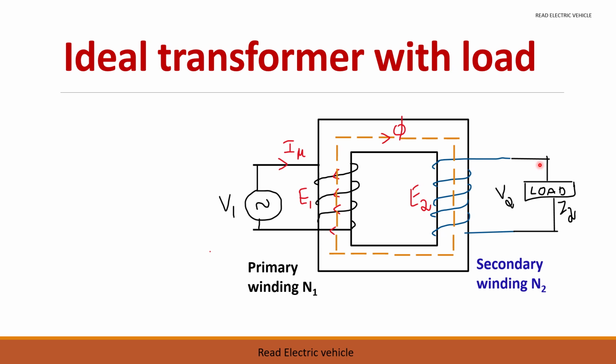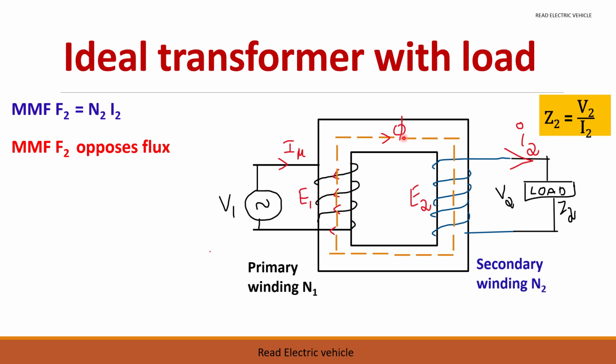Let us connect the load now at the secondary side. It is represented by Z2 equal to V2 by I2. I2 is the current flowing through the secondary winding. As the current flows through all the N2 turns, you will get an MMF N2 into I2. This MMF will be such that it opposes the main flux phi. That is called the demagnetizing effect of the secondary current. So the flux produced by the secondary MMF will be opposing the main flux, which is linking E1.